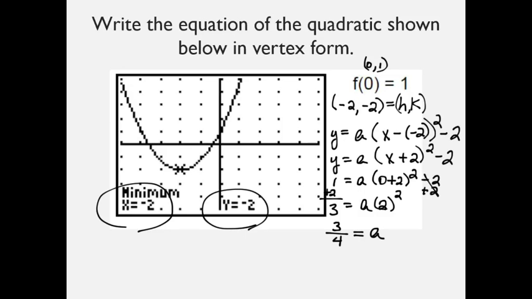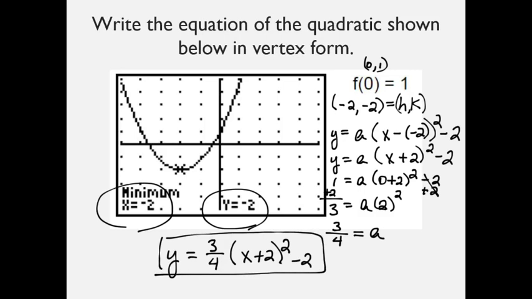So in vertex form, we'll have y equals 3/4 (x + 2) squared, and then minus 2. Okay? And that's the final answer for that one, and that's the last example on the slide.